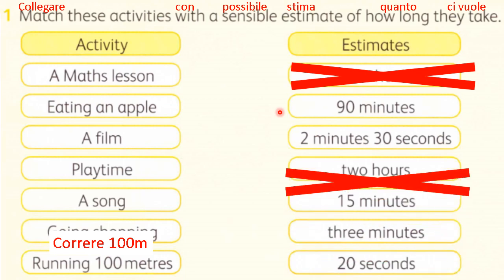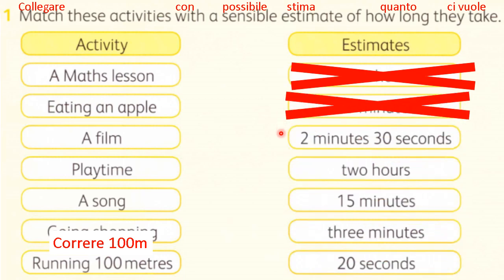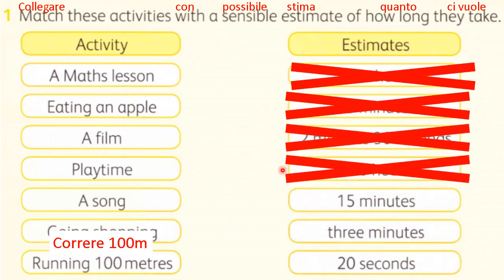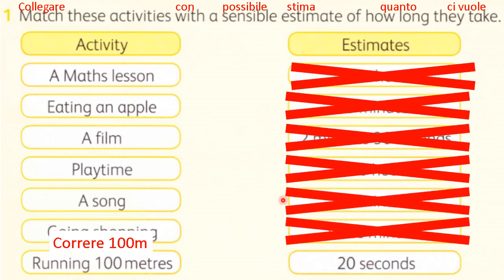90 minutes is too long. 2 minutes and 30 seconds is too long. 2 hours is too long. 15 minutes and 3 minutes are too long. Remember, we're speaking about running and not walking. So 20 seconds is the only sensible estimate for running 100 meters.